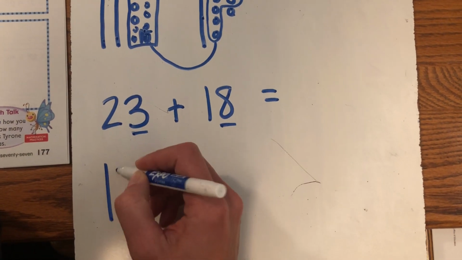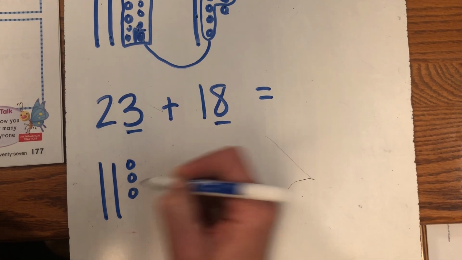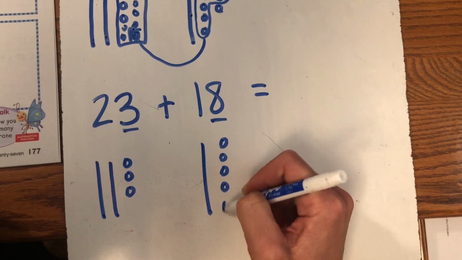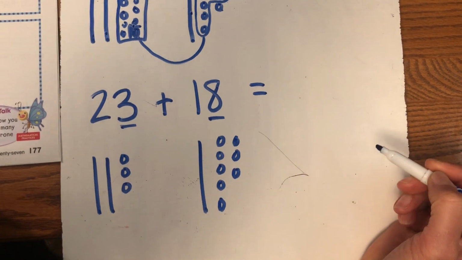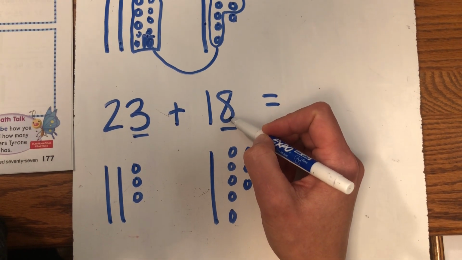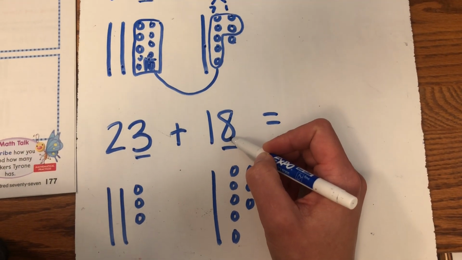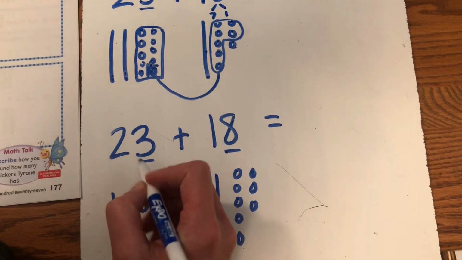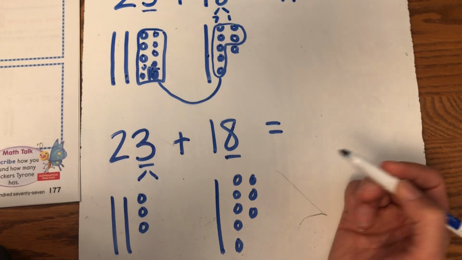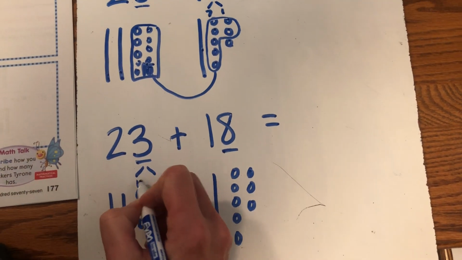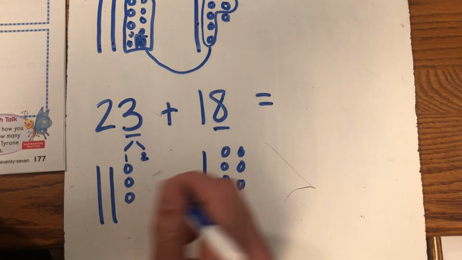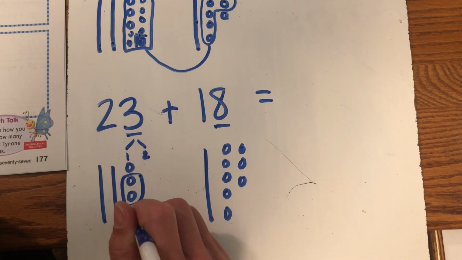Let's draw our model, 2 rods, 3 cubes, 1 rod, 8 cubes. All right, here we go. I need to get 8 to 10. I need to get 2 more because I know 8 plus 2. How could I break apart this 3 to borrow a 2 nice and easy? How about a 1 and a 2? Yeah, very good. Let's borrow 2, bring them over.